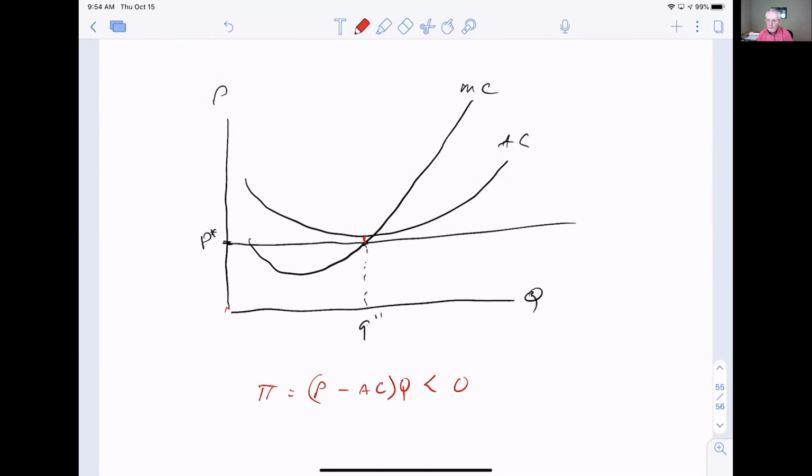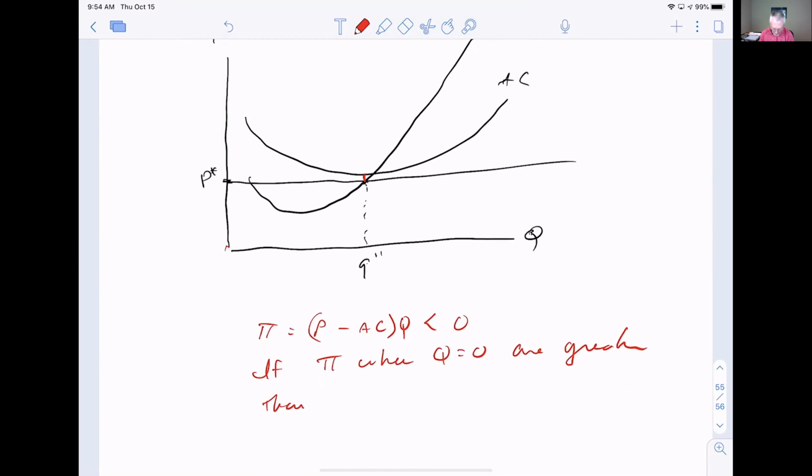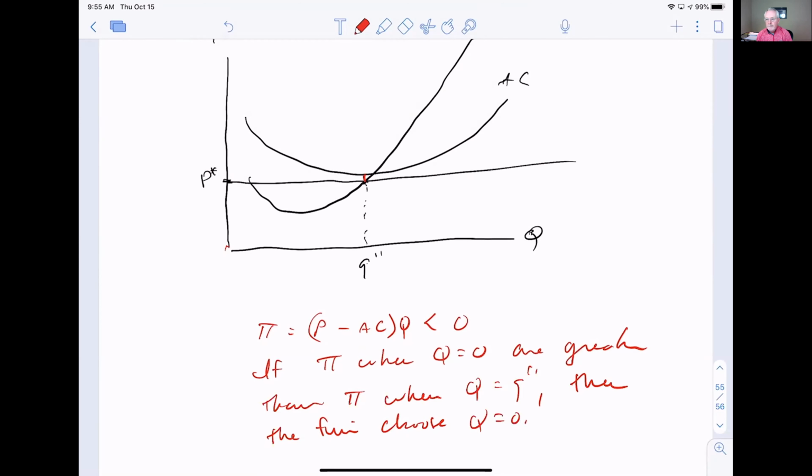to shut down. And this is our argument from before: if profits when Q equals 0 are greater than profits when Q is equal to our Q double prime here, the firm chooses Q equals 0. So the firm will shut down or produce 0.